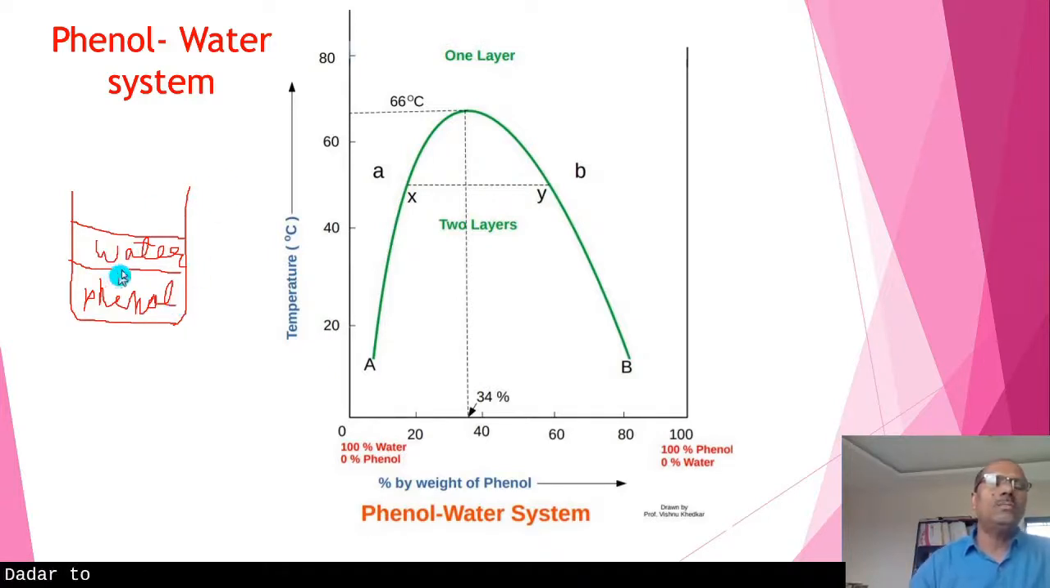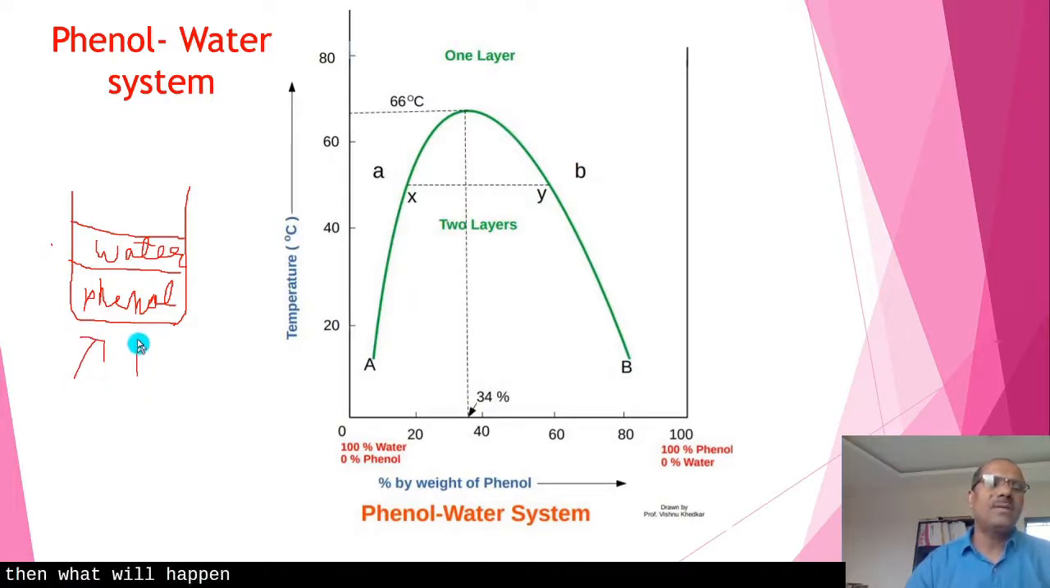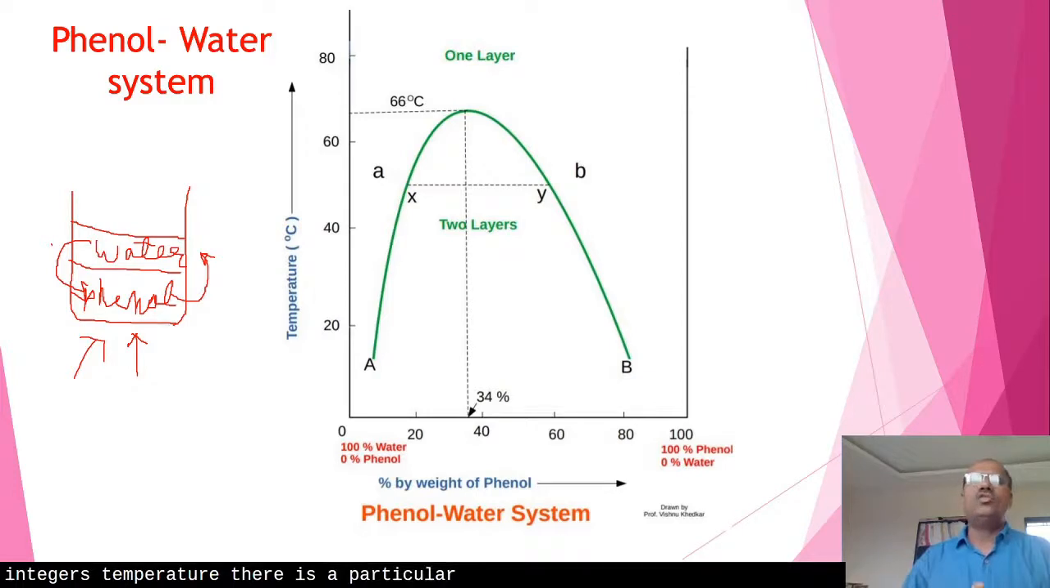These are the two partially miscible liquids, that is water and phenol. And how this partial miscibility of water and phenol is affected, that we have to see. As temperature increases, then what will happen? The solubility of phenol in water and water in phenol increases. At the ordinary temperature, there is a particular solubility of phenol in water and water in phenol.